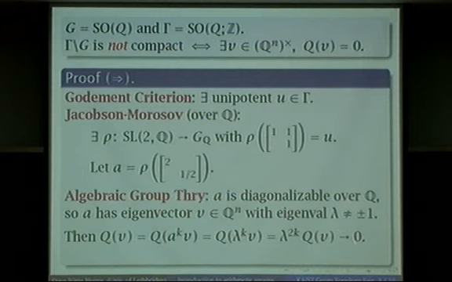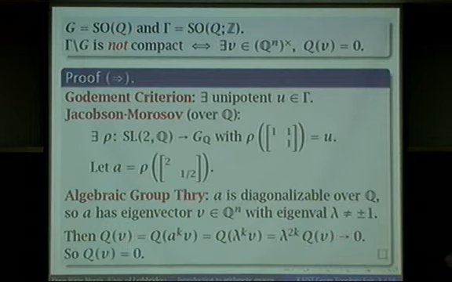So if you look at what we've got here, I've got a number, a constant, that converges to 0. The only way that can happen is if that number actually is 0. And that's what I was trying to prove. All right, so that's the condition. If G mod gamma is not compact, then you can find an isotropic vector. And it comes from this Godement criterion we had before.